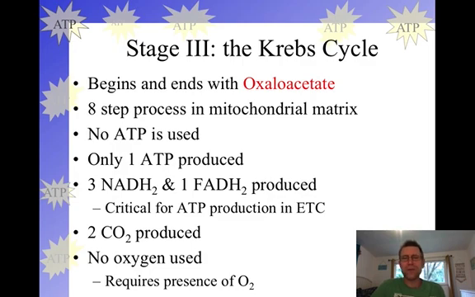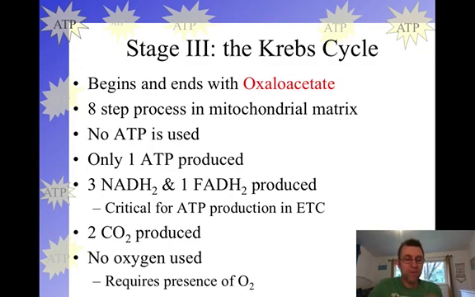Krebs cycle has multiple names: tricarboxylic acid cycle, citric acid cycle. Krebs cycle seems to have stuck for the most part, so we'll use that term. The Krebs cycle begins with oxaloacetate. It is a cycle, so it kind of begins and ends with that if you want to look at it in that way. It's an 8-step process in the mitochondrial matrix.